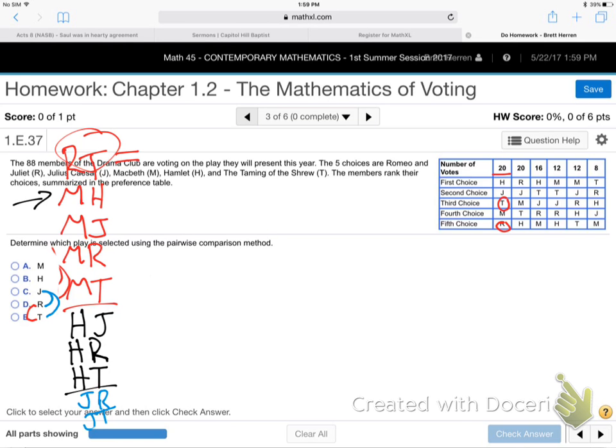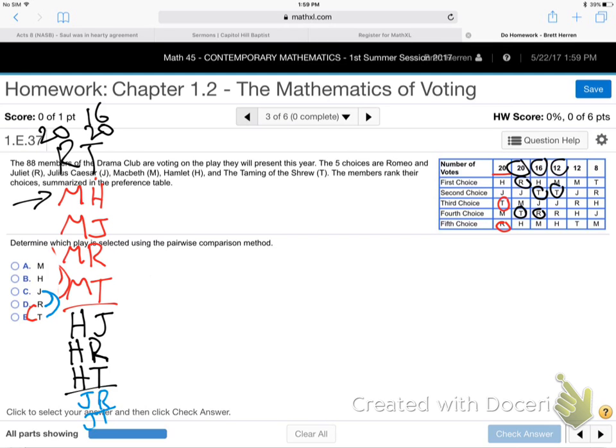So if it comes down to R and T, let me write this up here, those 20 people would prefer T over R. Keep going. These 20 people, who would they prefer, R or T? Well, R is their big favorite. These 16 people, who would they prefer? They prefer the T.